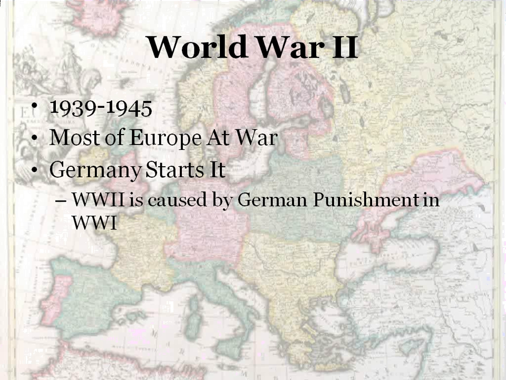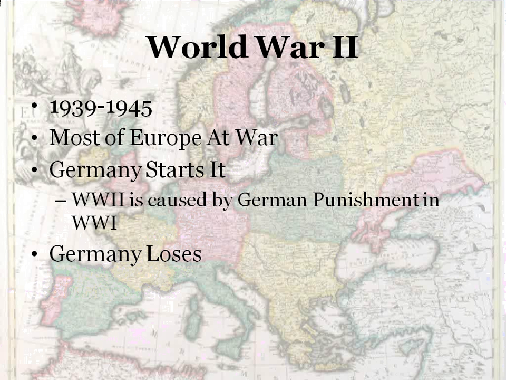Just imagine what the world would be like if they didn't punish Germany after World War One, or if Emmett didn't shoot the one guy that started World War One. Yeah, thanks, Emmett. No. World War II is caused by the German punishment of World War One. Things would have been a lot different had that not happened. Germany wouldn't have any reason to elect Hitler, and things would be a lot different.